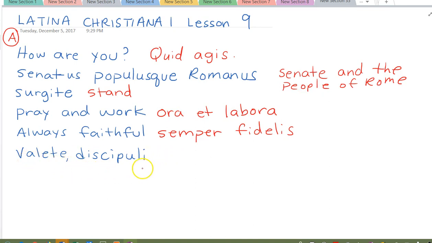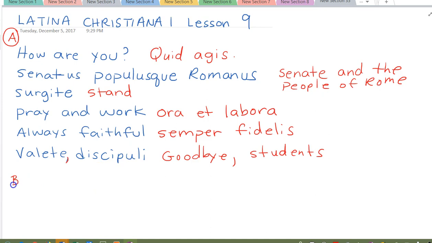Valete discipuli. This is back from page 73 where it's conversational Latin and it's goodbye. And discipuli is students. Goodbye, students. It's like they have a little comma there. Valete. Goodbye, students. Discipuli. All right.